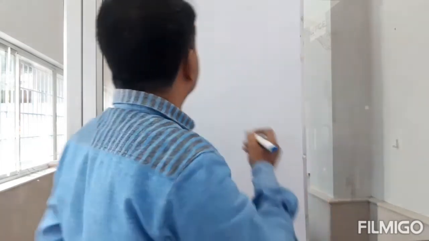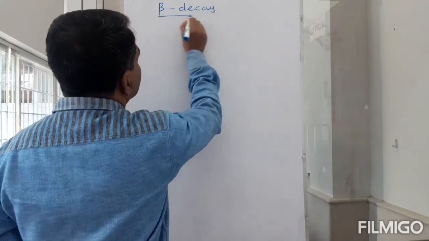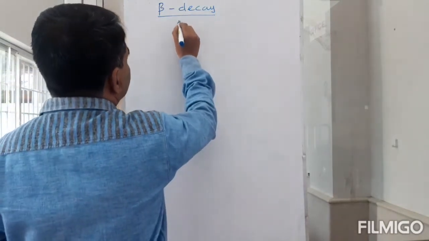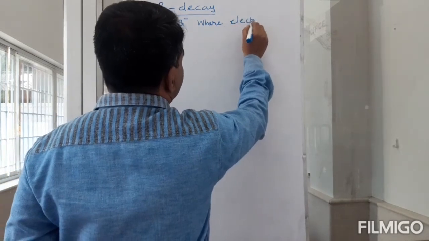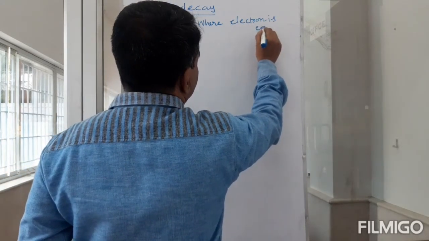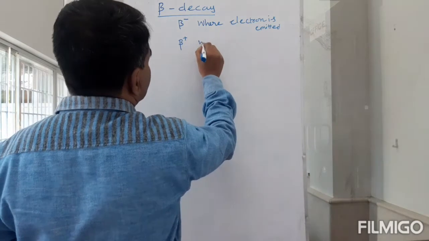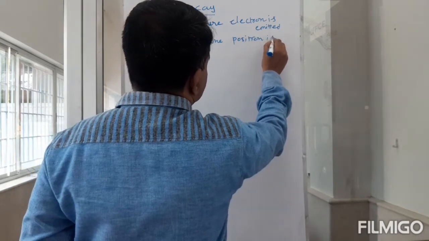So the next type of decay that we are going to talk about is the beta decay. I said beta decay has two subtypes. One is beta negative decay, where an electron is emitted. And in beta positive decay, a positron is emitted.